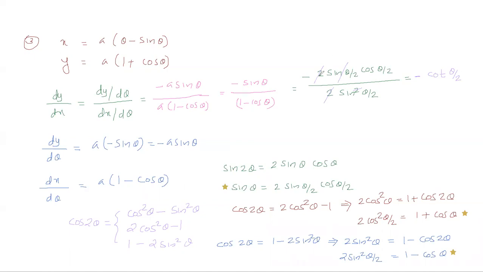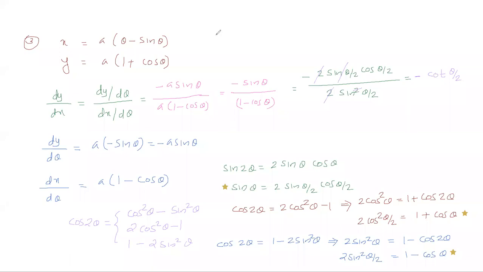This is an important question. So this substitution, especially in this one: sin theta is 2 sin theta by 2 cos theta by 2. 1 plus cos theta is 2 cos square theta by 2. 1 minus cos theta is 2 sin square theta by 2. These three substitutions are very important. In many questions, you have to substitute this. So it is a very useful substitution.